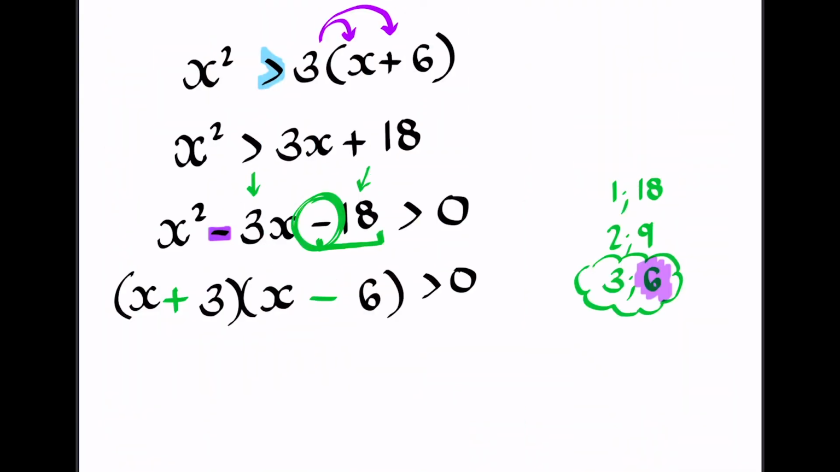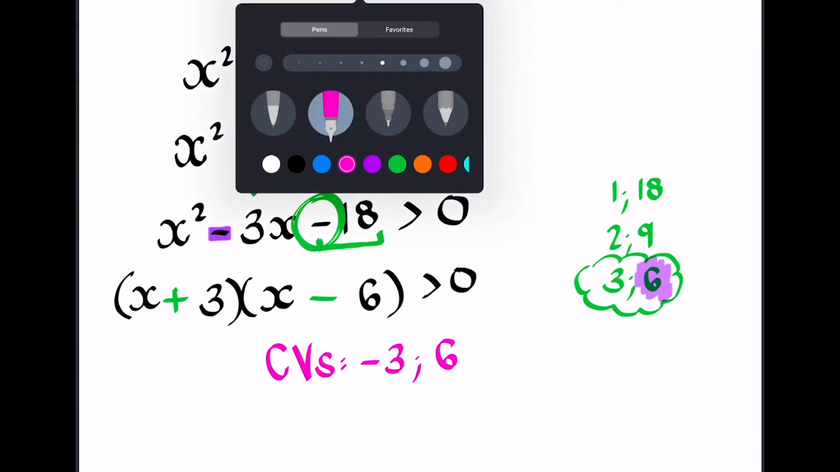Now at this point in an equality, in an equation, what I would do is say, therefore, x is equal to -3 or x is equal to +6. But it's an inequality. So that means that I need my CVs, my critical values. And my critical values I still get from within the brackets. So my CVs are -3 and +6.